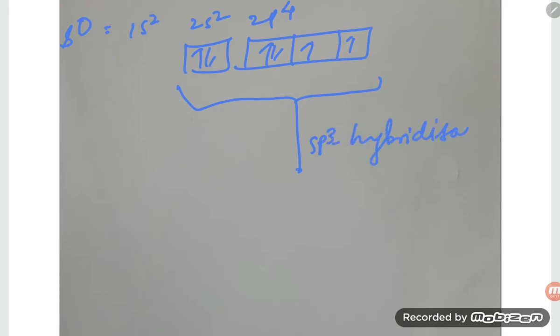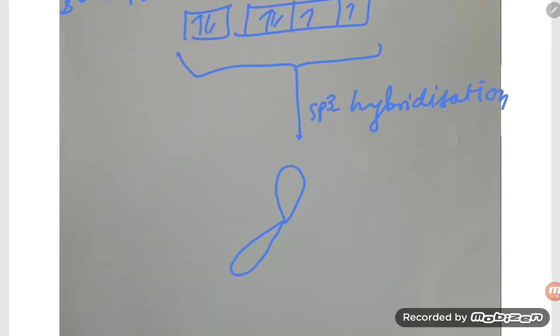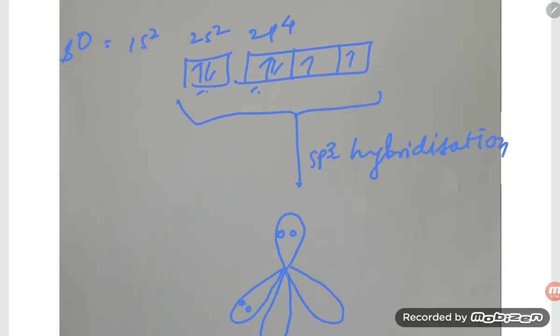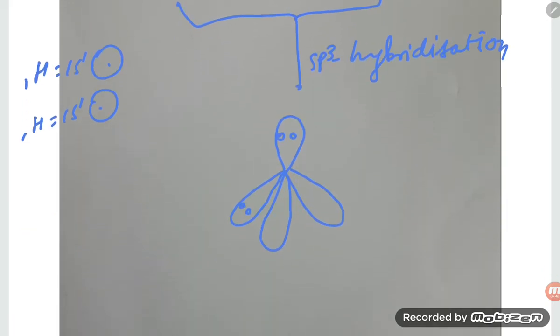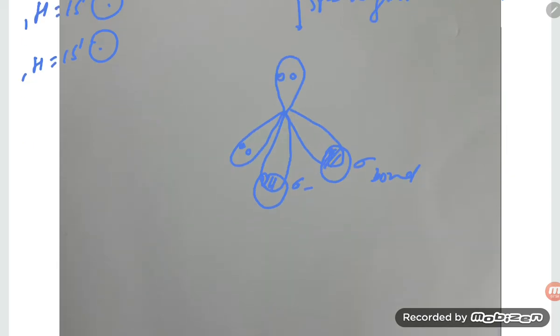So after sp3 hybridization, what kind of structure will it form, student? One orbital is here, one downside, another downside. Here is a lone pair, then again a lone pair, and 2 orbitals for bonding. In H2O, 2 hydrogens are there, student. Here is 1s1 and again 1s1, one electron in the s orbital. This s orbital will overlap here, forming a sigma bond, and this is also a sigma bond.